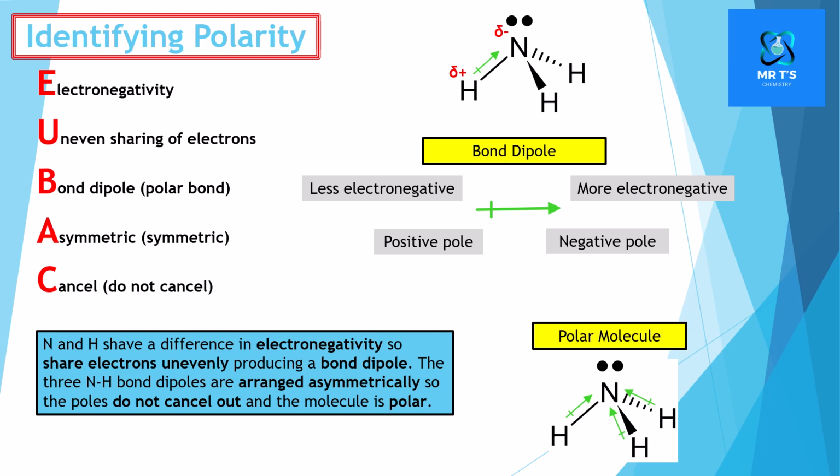Overall, if I look at it here, I can see that this is polar. By drawing my polar bonds, I can see that the center of the negative is about where the N is, and the center of the positive is between the hydrogens.